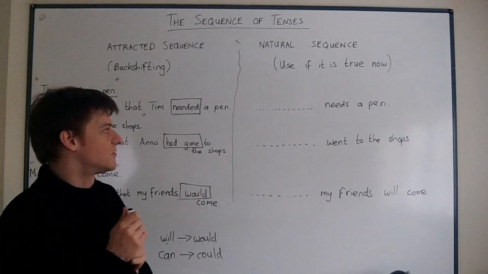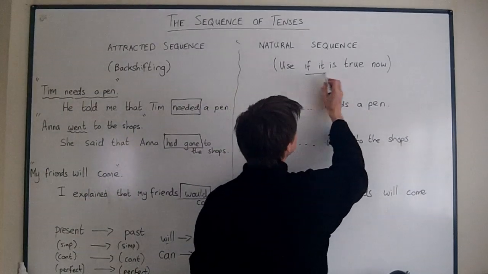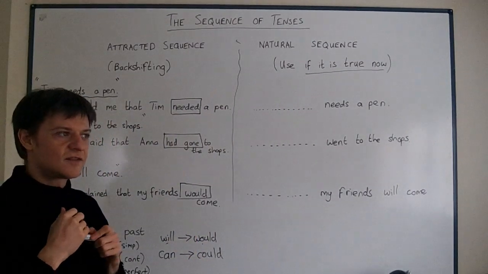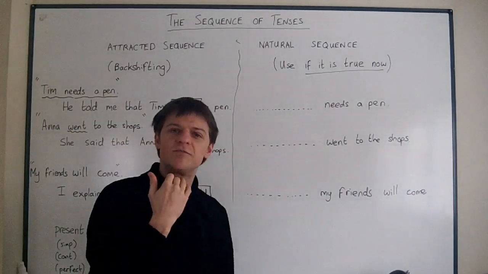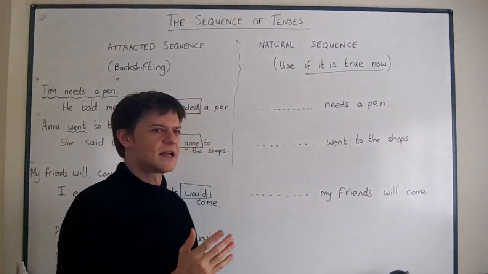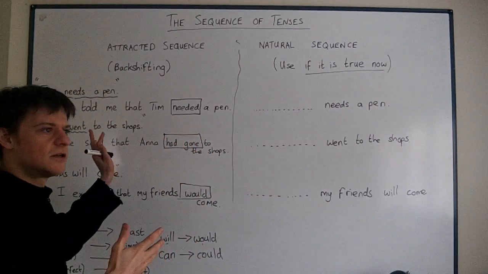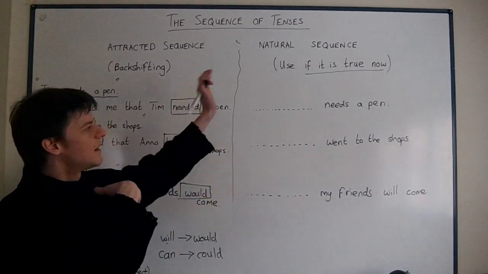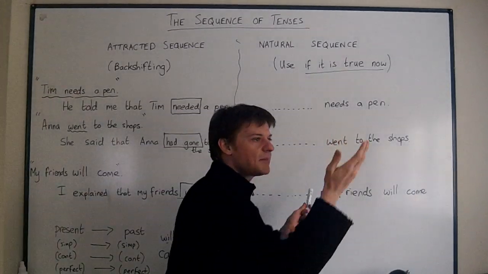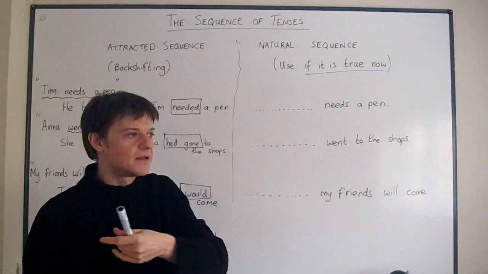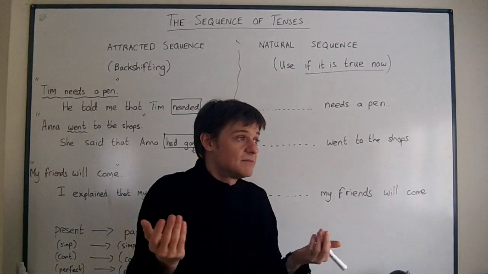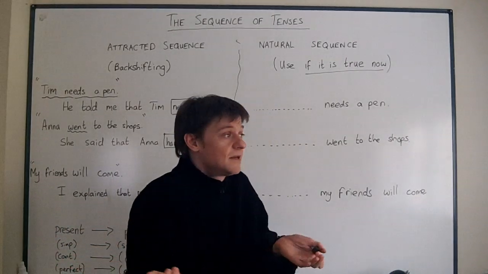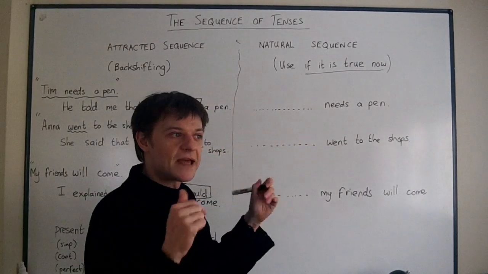We use the natural sequence if it's still true now. And that's usually the case, or sometimes the case, if you're speaking. It's not usually the case if you're writing a story, then you would need to use this reported speech. But if you're speaking, maybe Tim still needs a pen, and you're saying, Tim told me he needs a pen. Do you have a pen so that you can lend it to Tim? Yeah, he told me he needs a pen now.